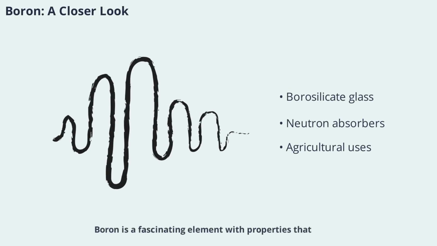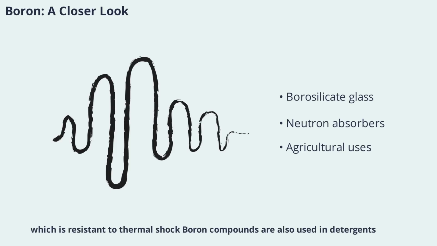Boron is a fascinating element with properties that set it apart from other Group 13 members. It is a hard, brittle metalloid and is essential in the production of borosilicate glass, which is resistant to thermal shock. Boron compounds are also used in detergents, agriculture, and as neutron absorbers in nuclear reactors. Its unique chemistry makes boron a key player in advanced materials.